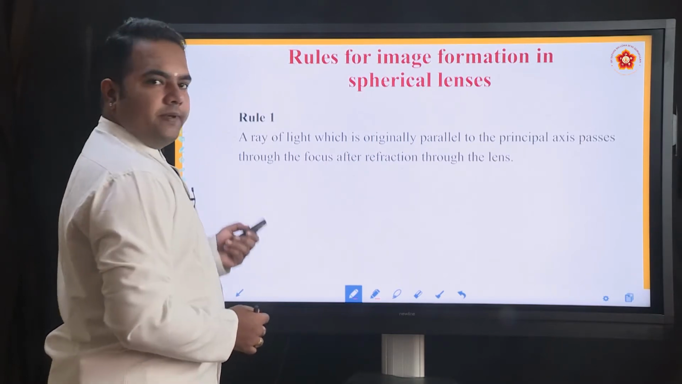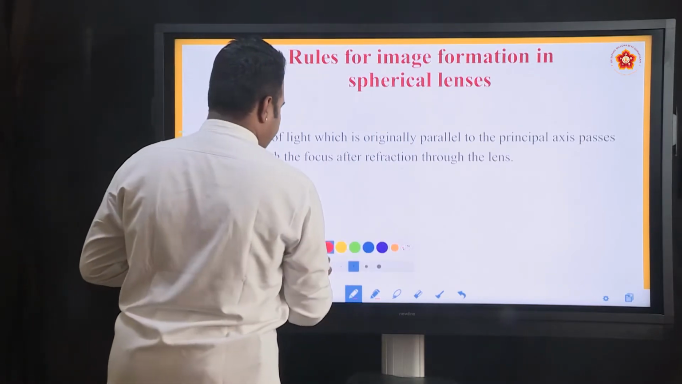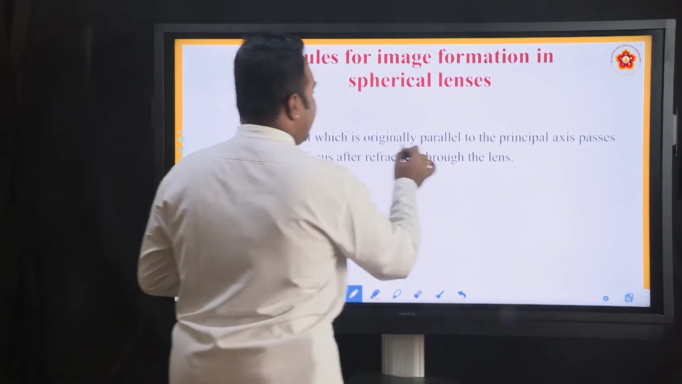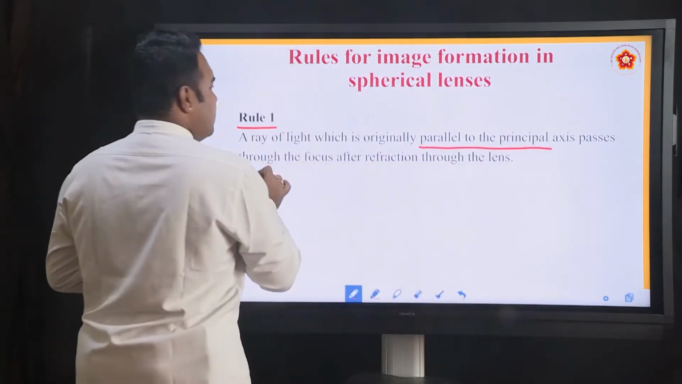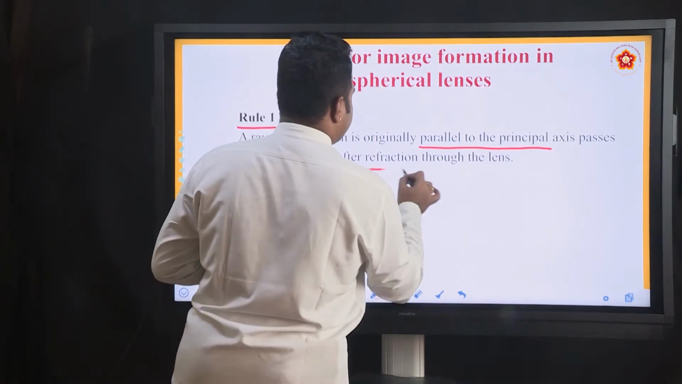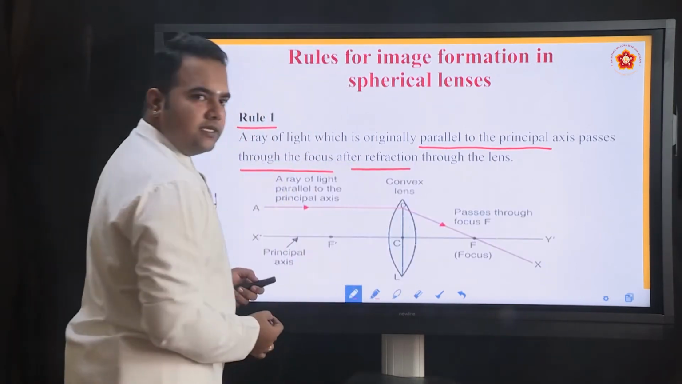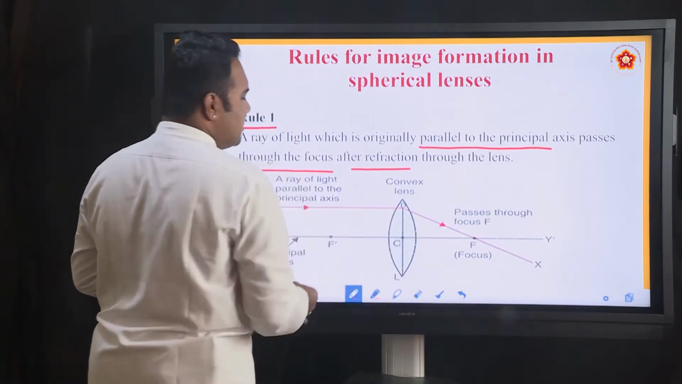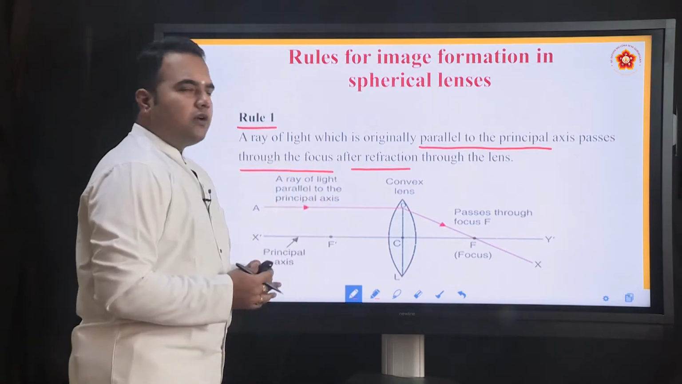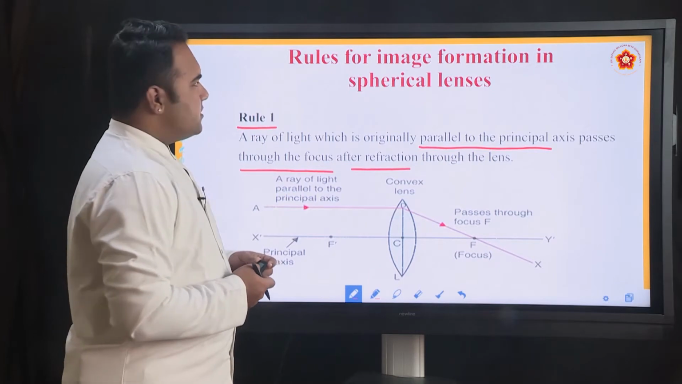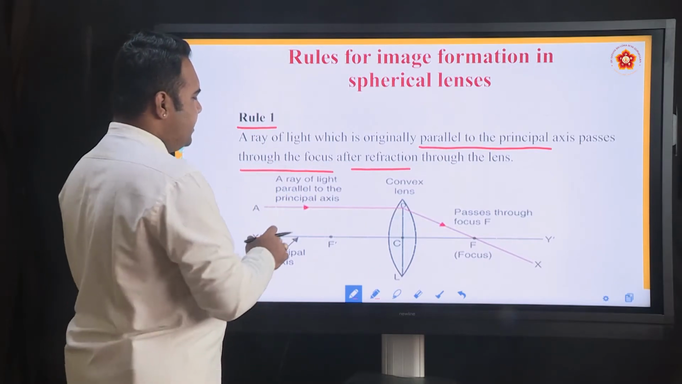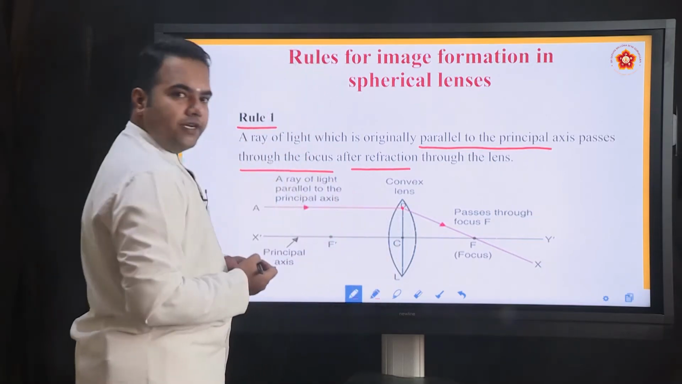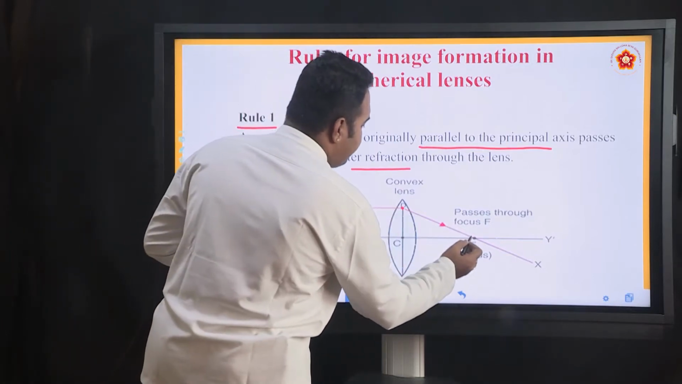Rules for image formation in a spherical lens. Rule 1: A ray of light which is parallel to the principal axis passes through the focus after refraction. So we have a convex lens here which forms a real image, and a parallel ray of light incident on the lens. Exactly these rules are similar to the rules that we have studied in mirrors. So the same three rules we take here. A ray of light parallel to the principal axis, after refraction, earlier it was reflection in the case of mirrors, after refraction it passes through a point.